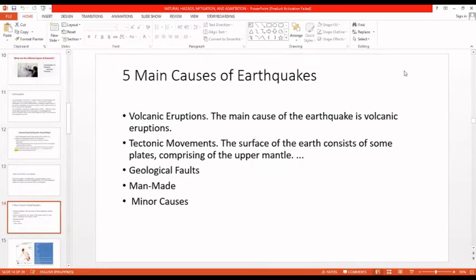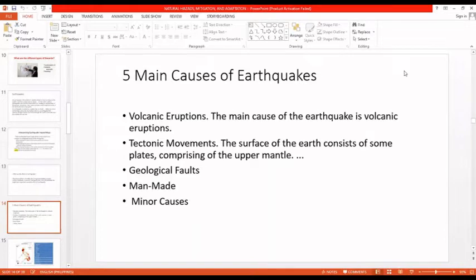The main cause of the earthquake is the volcanic eruption. Such type of earthquake occurs in areas with frequent volcanic activities. When boiling lava tries to break through the surface of the earth with the increased pressure of gases, a certain movement is caused in the earth's crust.